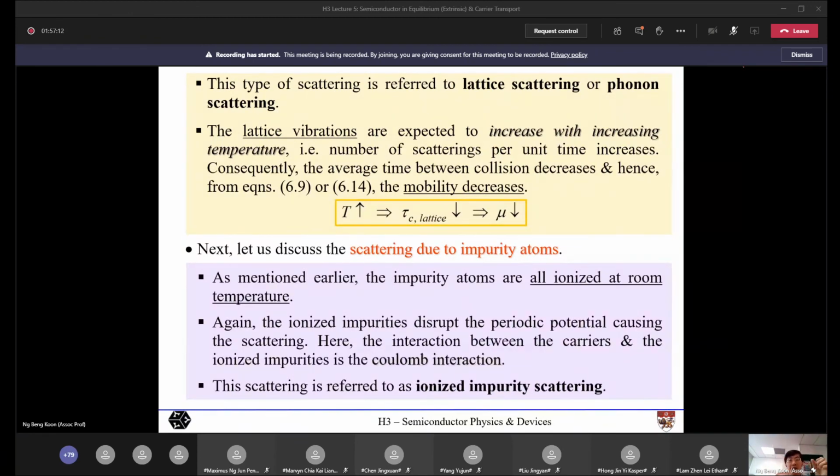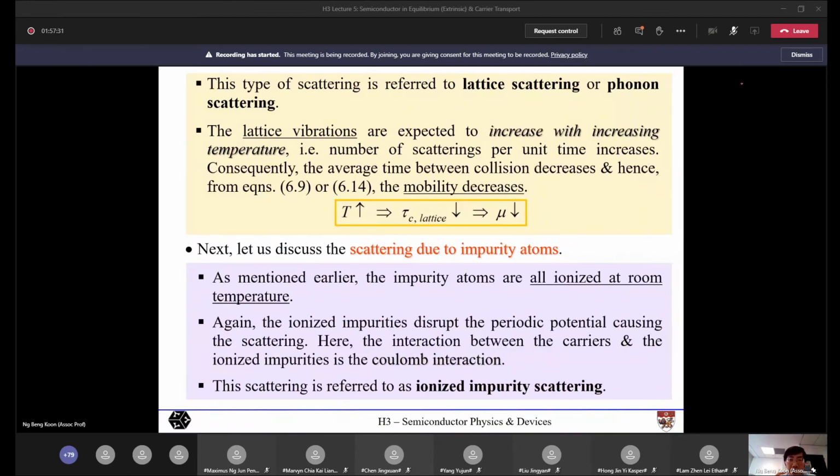Okay, because if the vibration is a lot more, then the chance of it encountering scattering is increased. Then your carrier will not move very far before it encounters a scattering process. So the average time between collisions, or average time between scattering, would decrease. It would happen more frequently.